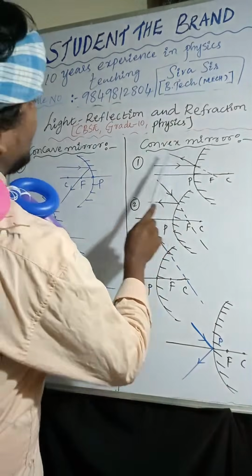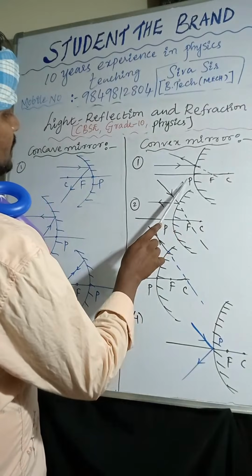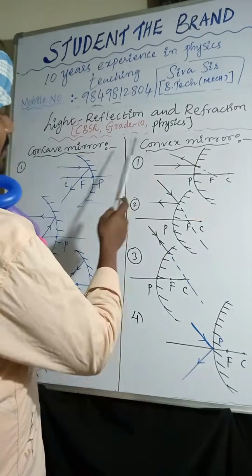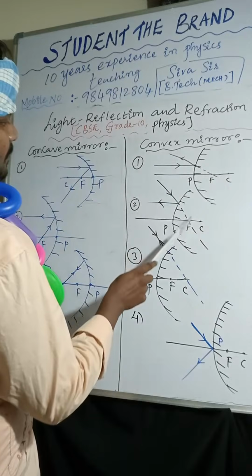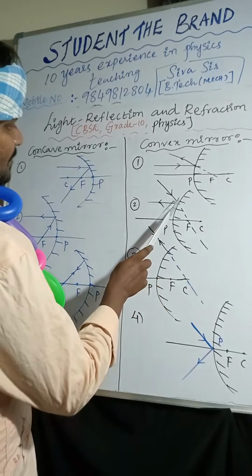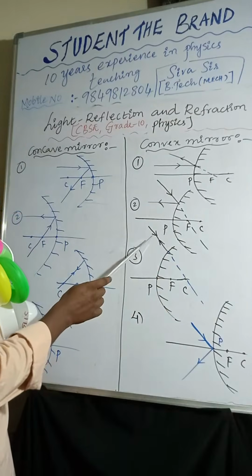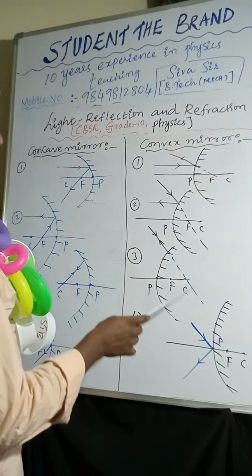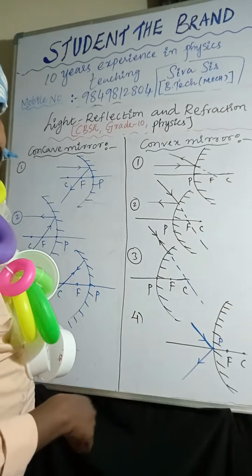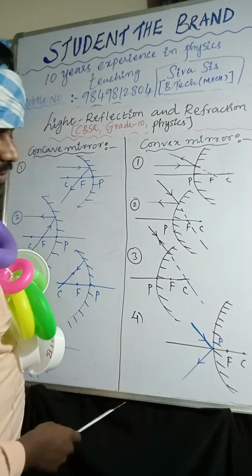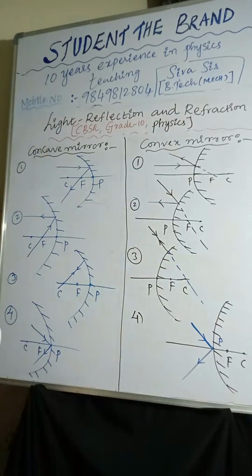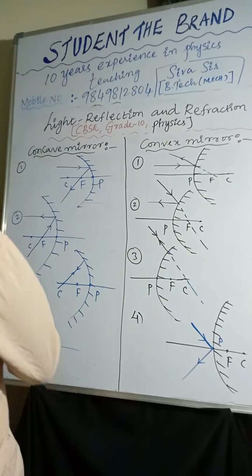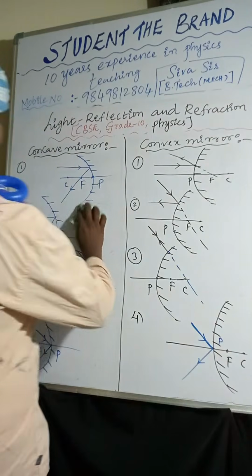Convex mirror: light rays coming parallel to the principal axis, after reflection move away from the principal axis. Light ray passing through the focus, after reflection moves towards infinity. Light ray passing through center of curvature retraces its original path, and a light ray incident at the pole reflects back. So these are the ray rules of concave mirror and convex mirror. Okay, so next one we'll discuss image formations of concave mirror.